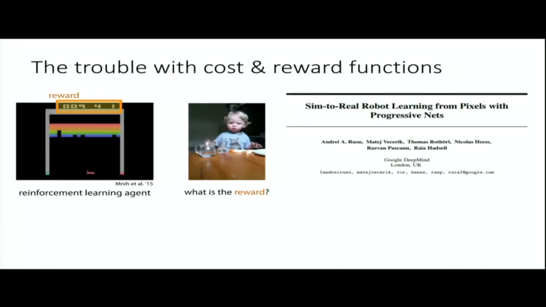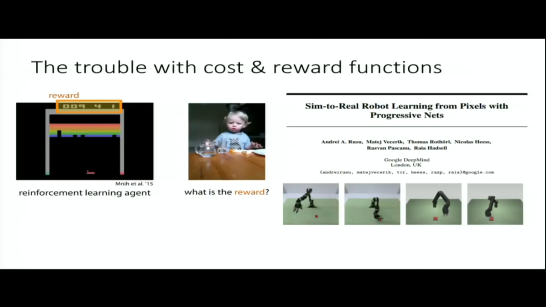And here's an example of an actual paper that has this kind of funny thing. This is a very nice paper about transferring from simulation to the real world. But one of the issues they ran into is that they have an algorithm for controlling a little robot arm using just raw image observations. Their main focus is on transferring from simulation to the real world, which they do successfully.